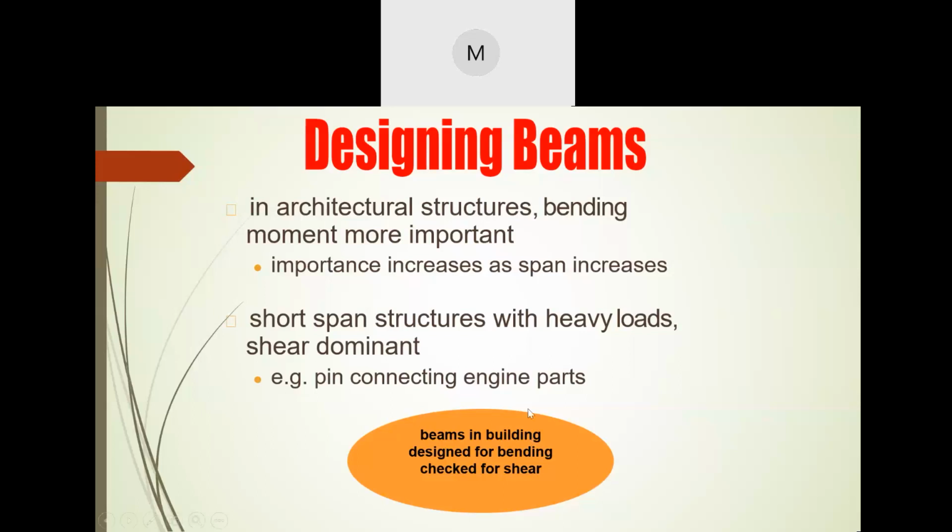So, designing of beams. This is what is important. Now, beams are very important for designing. Why? Because to ascertain whether the structure that we have made is actually stable or not. So, beams in a building are designed for bending and are checked for shear.